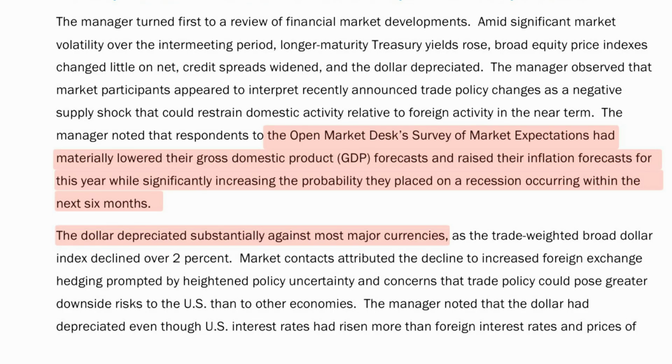Now, they did note an increased probability of a recession in the next 6 months, but we'll come back to that because this isn't the only time they mentioned that. They also noted that the dollar depreciated against other major currencies, so I guess the Mar-a-Lago Accord is working. And they also touched on the bond market weakness that we're still experiencing today.